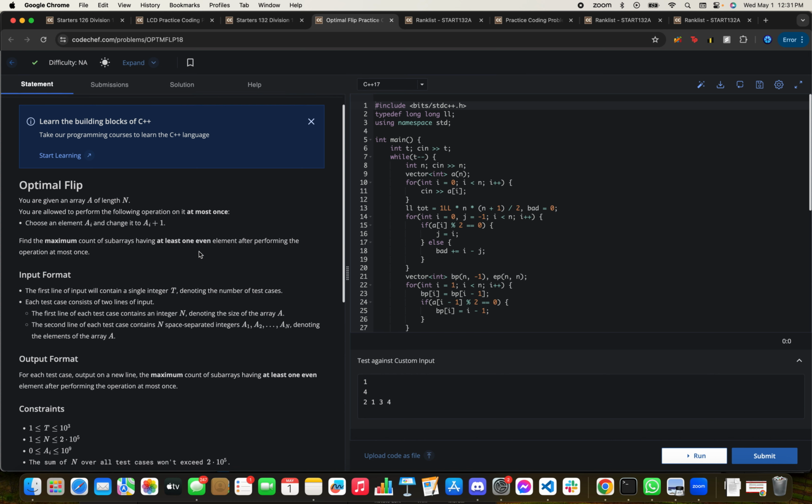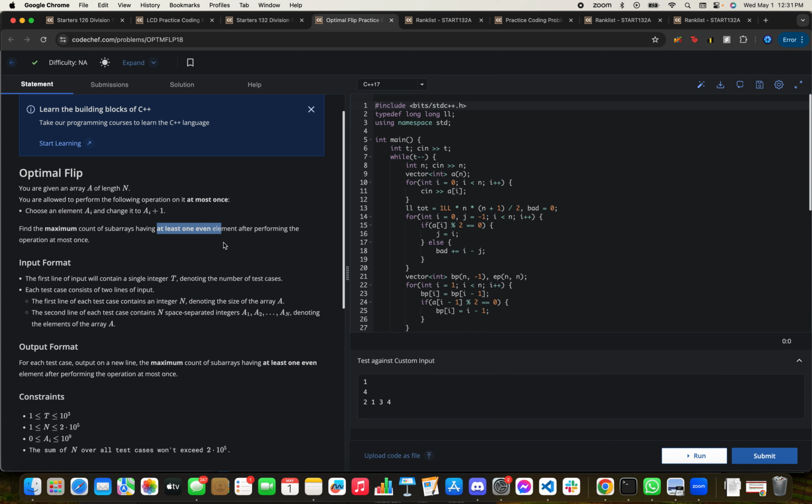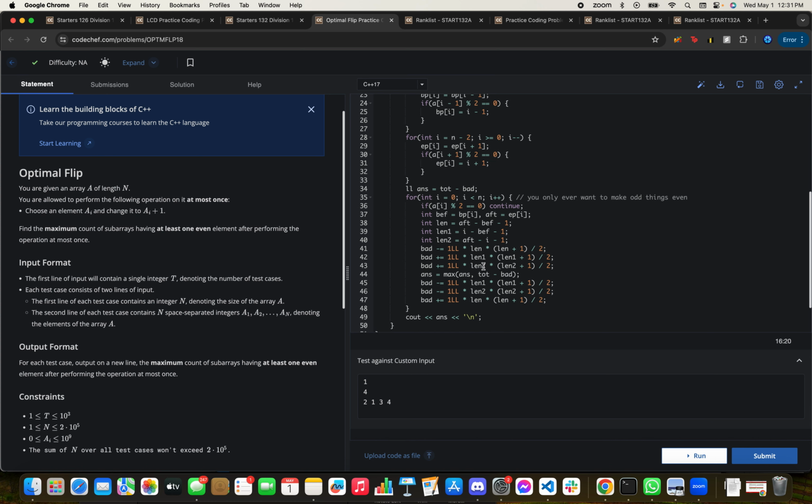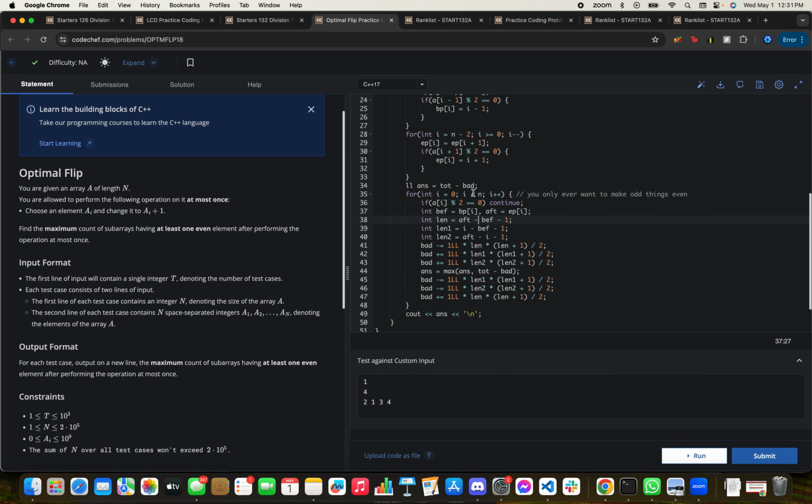For this problem, it states that you want to flip the parity of exactly one element and then maximize the number of subarrays that have at least one even number. So I guess the observation is that this is equivalent to minimizing the number of arrays that have all odd numbers. And that's a much easier thing to count. So yeah, you can basically just do some basic combinatorics and then case on which index you flip.